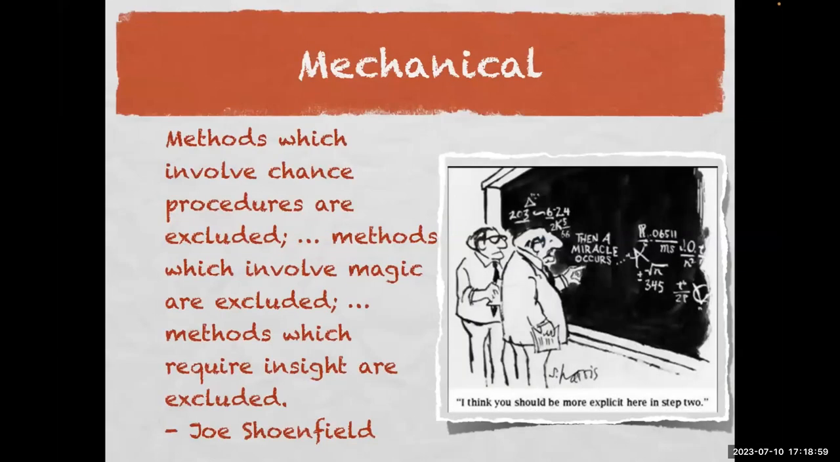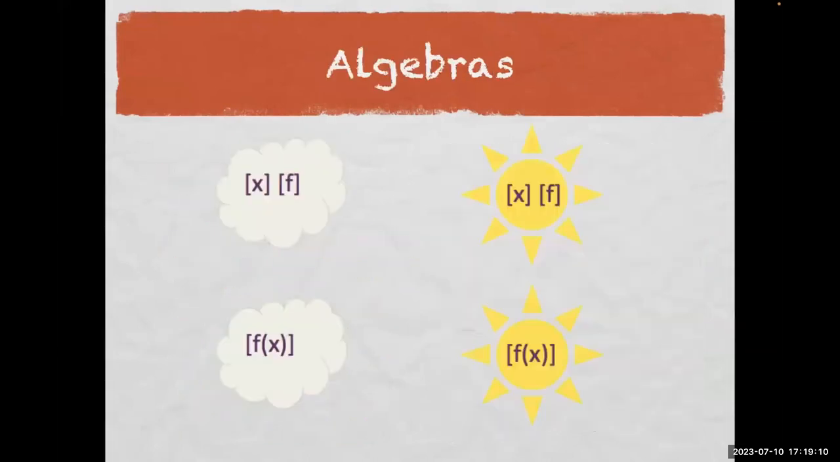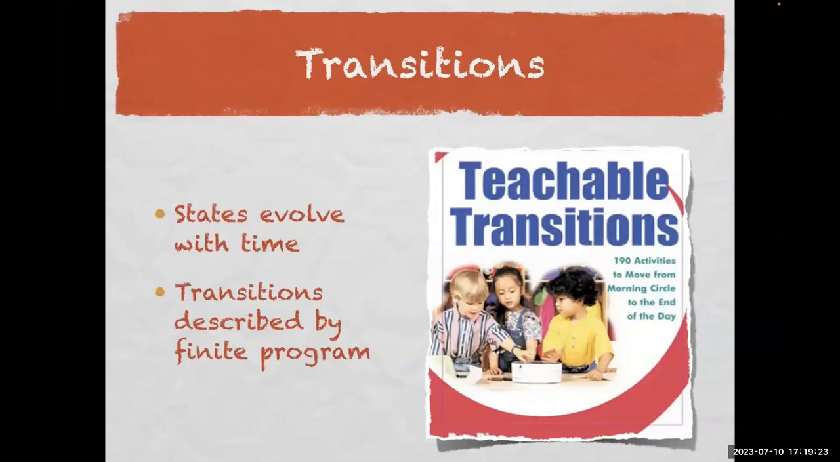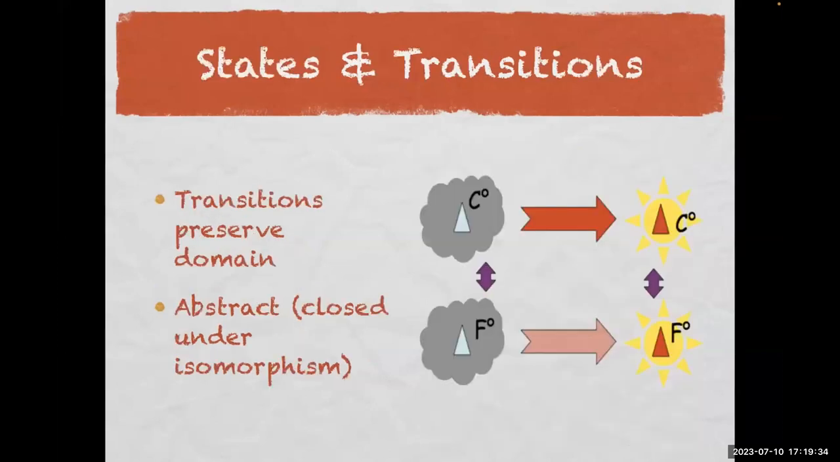All right. What else? If we want to capture algorithm, we don't want chance, we don't want magic, we don't want insight. Okay, these are accepted notions. And so the state is going to be a logical structure, or an algebra if you prefer, which has interpretations of the function symbols and the constant symbols. And so transitions are going to change the algebra, change the state, change the interpretations, in fact. So we want for an algorithm that the transitions don't change the domain, but furthermore, we'd like this kind of closure on the isomorphism. This relates to some of the issues that arose here.